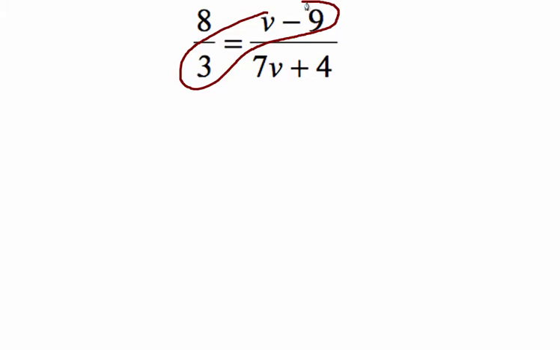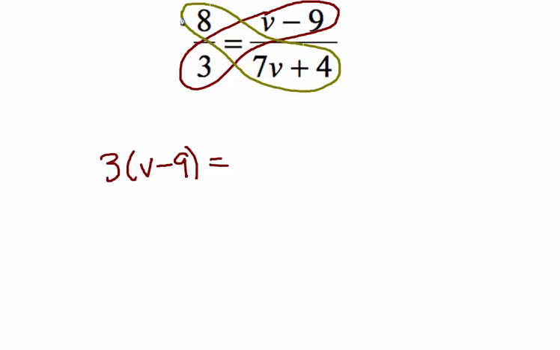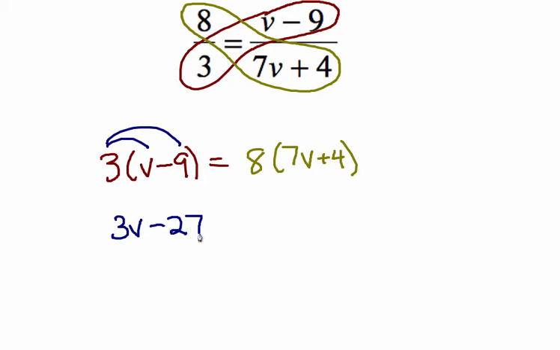So in one direction we have 3 times the quantity v minus 9. In the other direction we have 8 times the quantity 7v plus 4. So on the left, 3 times v is 3v. 3 times a negative 9 is minus 27. On the right, 8 times 7v is 56v, and 8 times a positive 4 is plus 32.